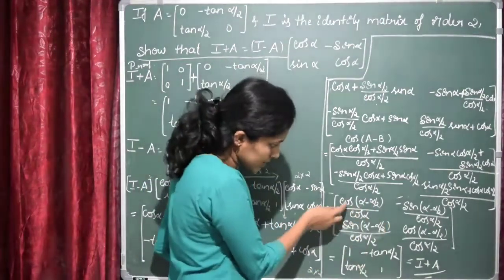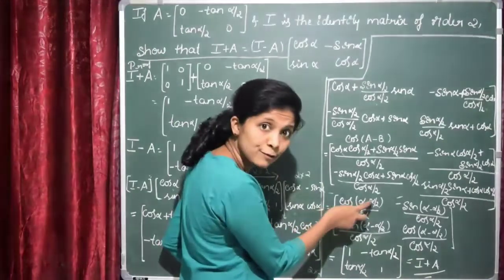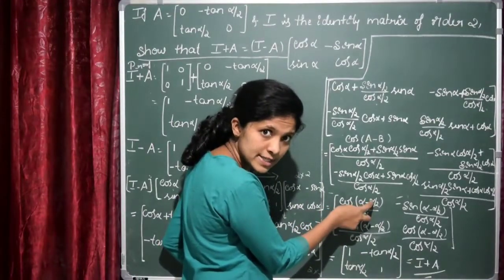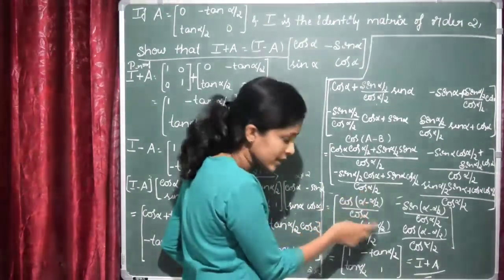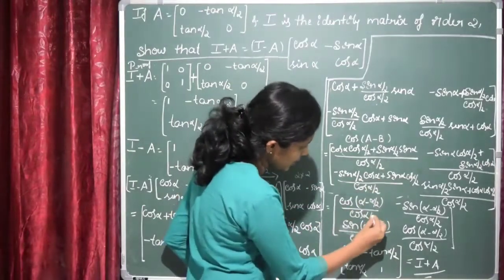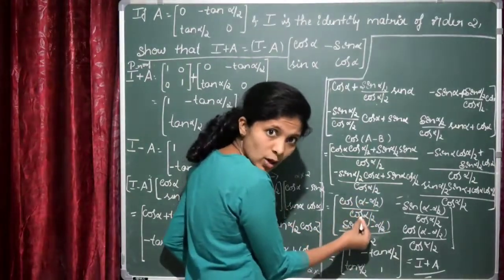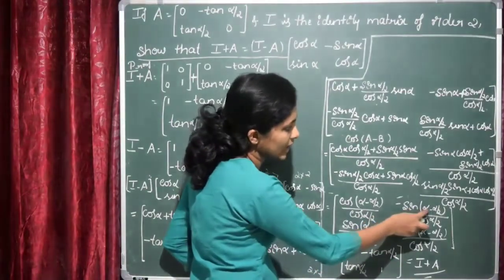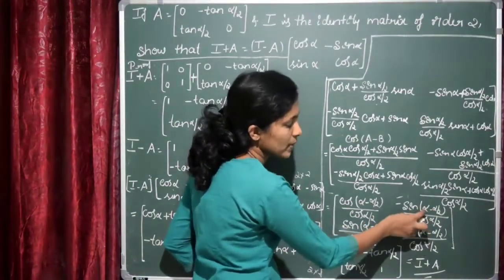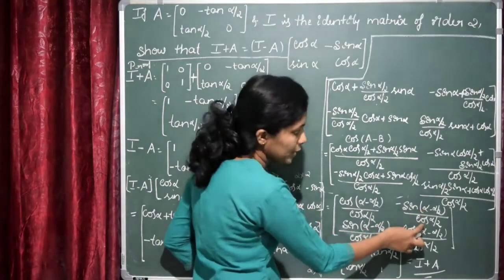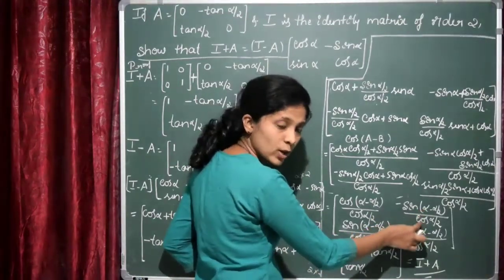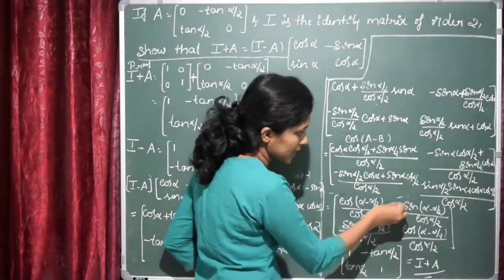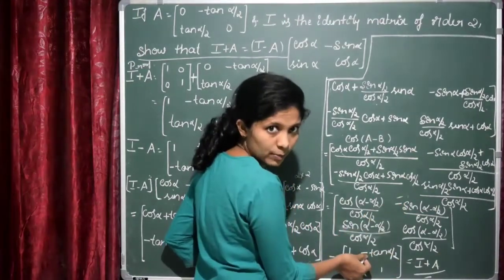Here I have not written the steps. Here cos of alpha minus alpha by 2, that is cos alpha by 2. Cos alpha by 2 is there in the denominator also. So cos alpha by 2 and cos alpha by 2 will get cancelled, 1. Right? Next, this is minus sin alpha by 2 and cos alpha by 2. So this will be sin alpha by 2 by cos alpha by 2. Sin by cos will be tan alpha by 2, minus is there. So minus tan alpha by 2.